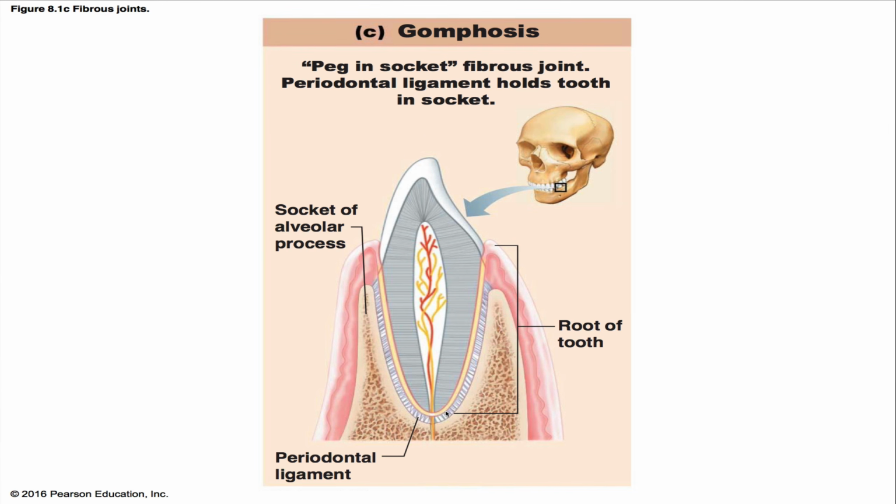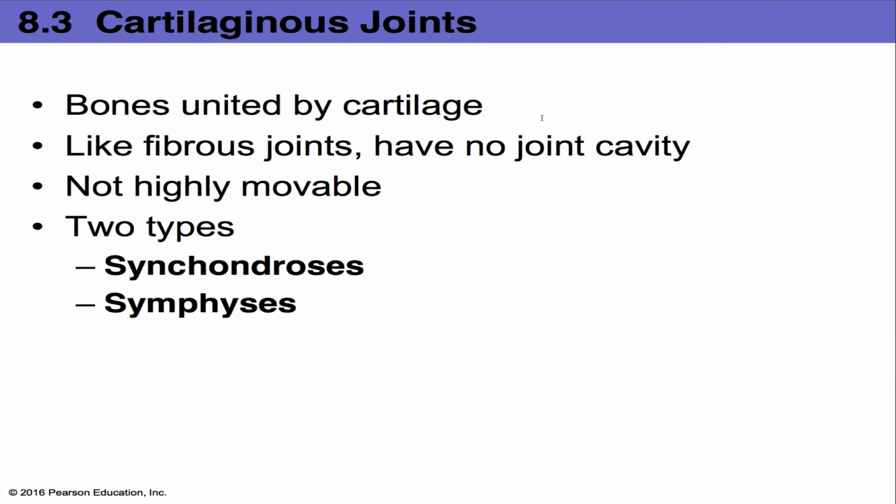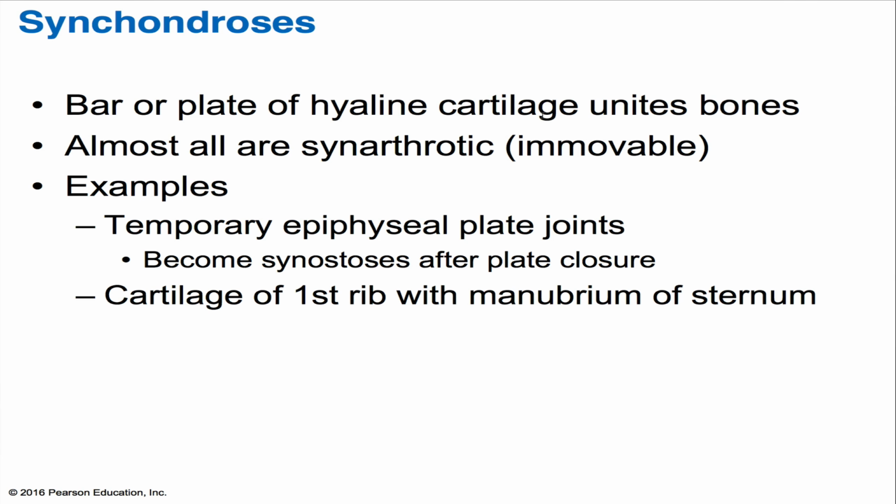Okay. Now, in cartilaginous joints, the bones are united by cartilage, and as we saw in fibrous joints, they also lack a joint cavity. In addition to that, they're not highly movable either. Now, the two types of cartilaginous joints that we're going to be looking at are synchondroses and symphyses. Now, a bar or a plate of hyaline cartilage will unite the bones at a synchondrosis.